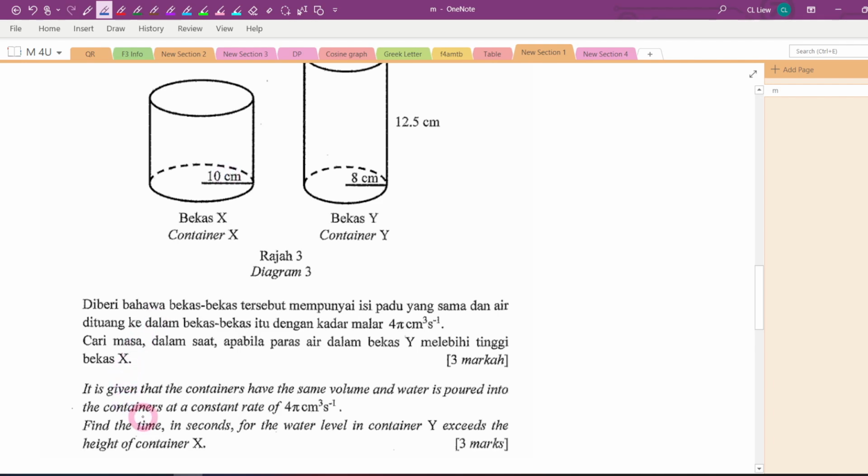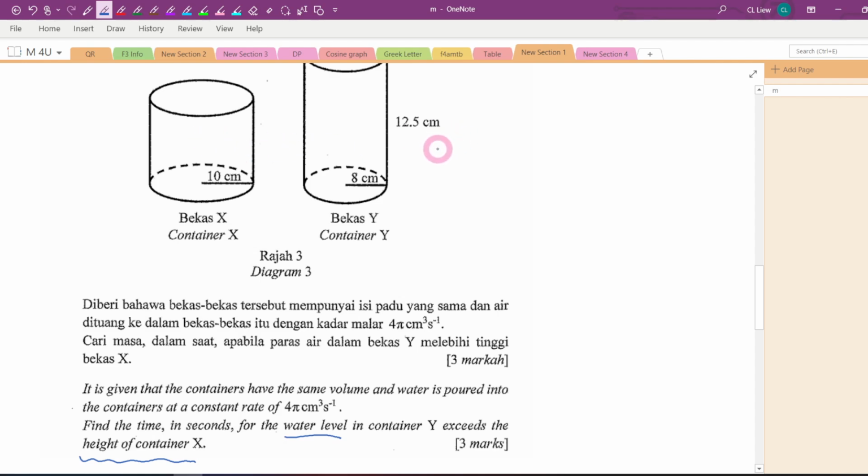Okay, now we want to find the time in seconds, so here you need to be more careful. Find the time in seconds for the water level in the container Y to exceed the height of container X. It does not exceed the water level of the container X. So you have to be careful. This is the height. This is water level. Okay, now, first let me find the height of this container X.